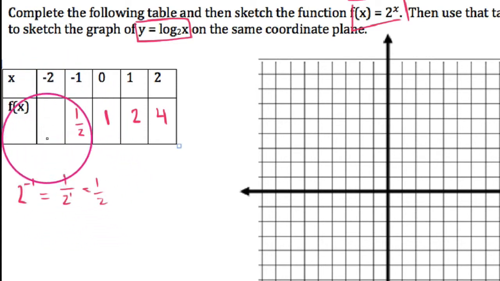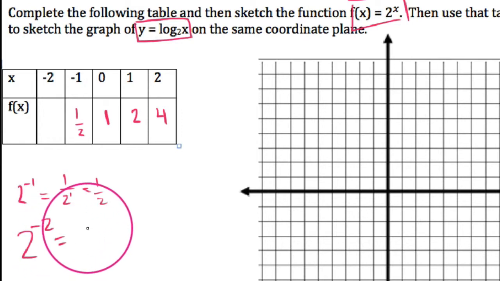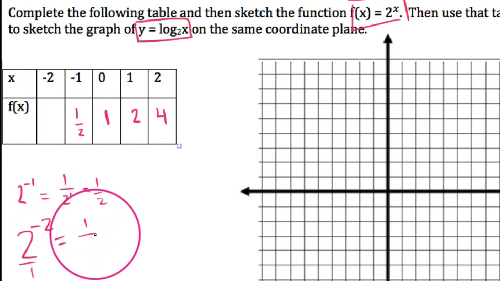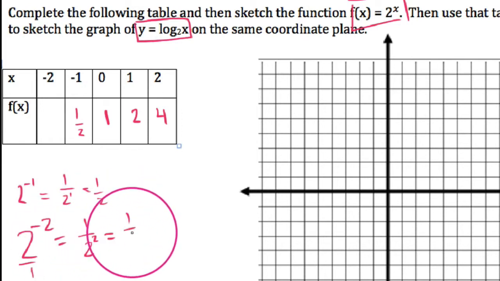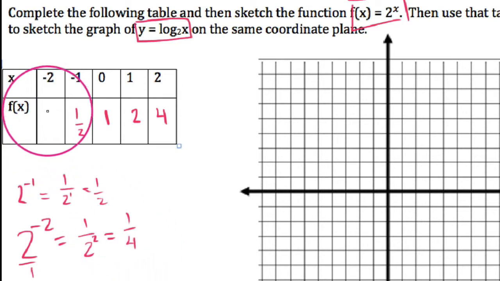And if we plugged in negative 2, it's the same thing as the 2 to the 2, which is 4, but its reciprocal. For those who want to see the algebra, 2 to the negative 2 is the same thing as 1 over 2 to the positive 2, which is a fourth. So we get a fourth. We're going to go ahead and sketch this in.